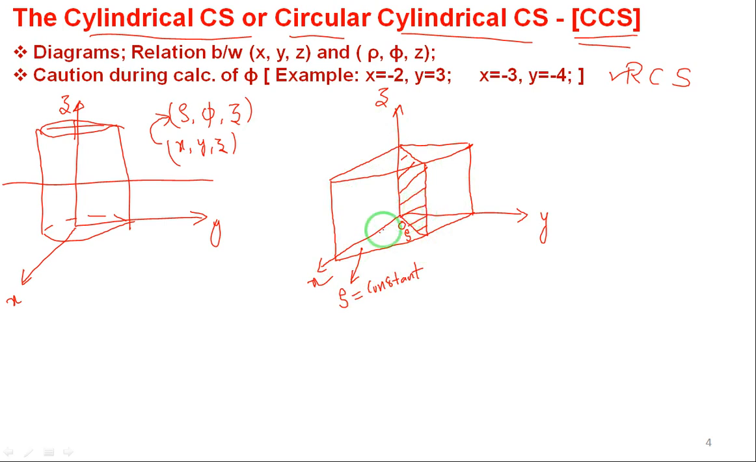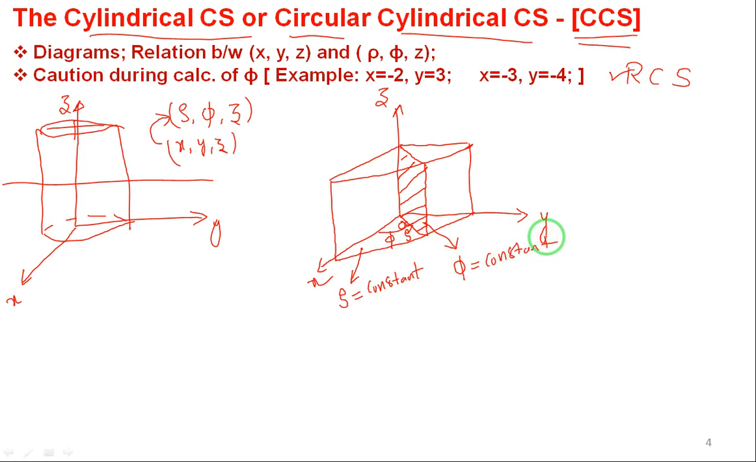Then which is the phi equal to constant plane? From the x-axis there is one plane I have drawn here in the middle. Observe my pointer movement. This is the phi equal to constant plane, and we measure the angle of this plane with respect to the x-axis. This we call phi. So this plane we call the phi equal to constant plane.